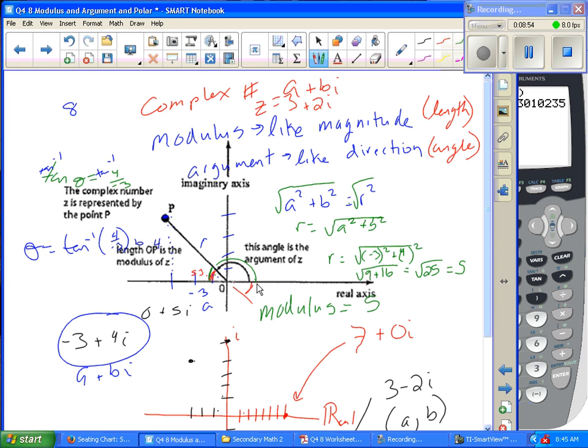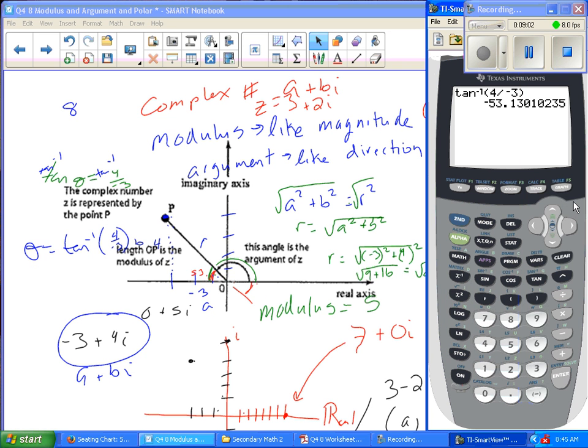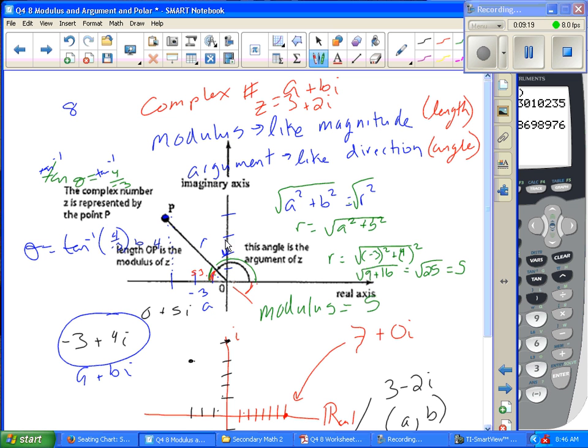So since I know that this angle is 53 degrees, if I wanted to find this other one, I could just do 180 minus that 53. Or since this is already negative, I could say 180 plus this answer up here because it's already negative. So then I know this part of the angle is 126.86, and that's what I'm calling my argument. So my modulus is 5. My argument is 126.86 degrees.